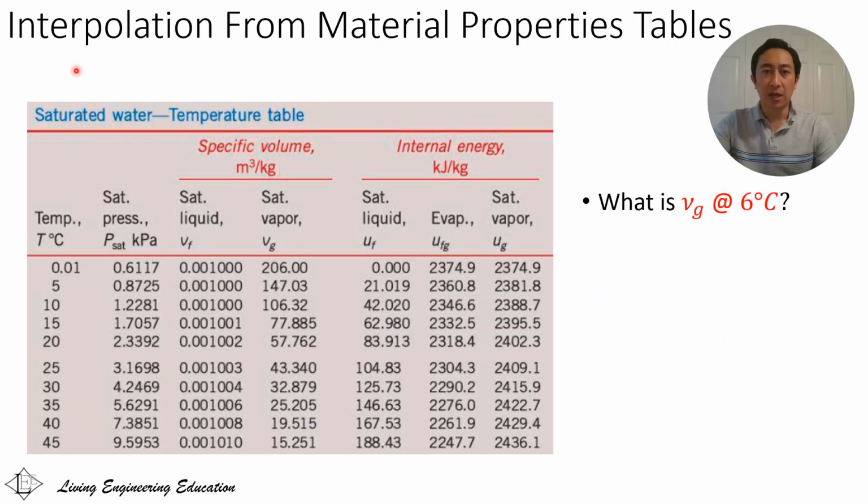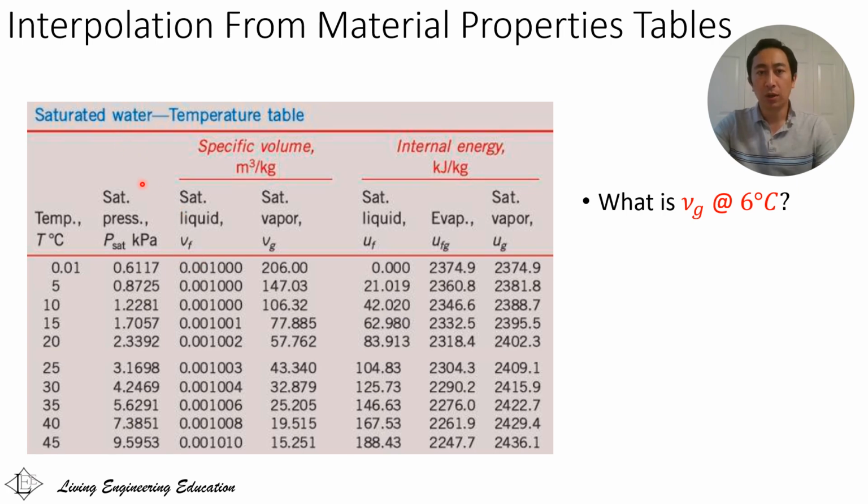In a thermodynamics class, you'll see a table similar to this, right? Here we're given properties of saturated water, right? So at given temperatures, here shown at 5 degrees Celsius increments, we're given the saturated pressure, the specific volume, which is basically 1 over density, that's why it's in cubic meters per kilogram, and internal energy, that's why it's in kilojoules per kilogram, right? So the energy per mass of water.